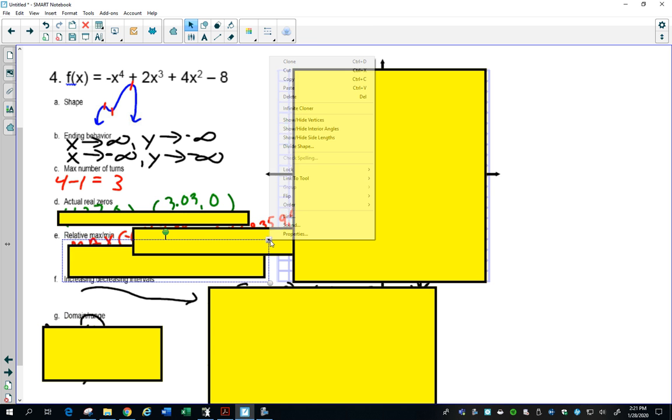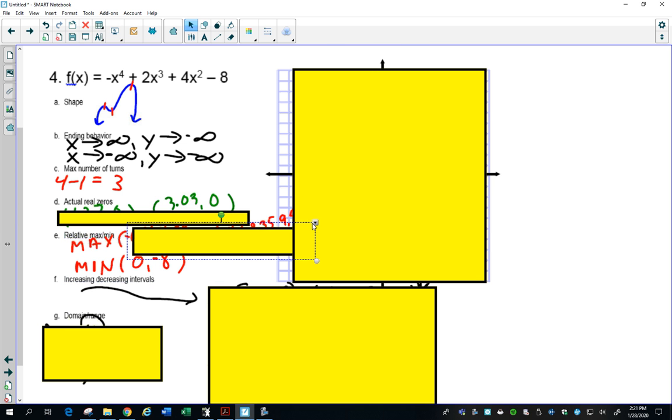I don't know why it's being dumb, but it is. It won't let me delete, so we're just going to have to bear with me. All right, there are my maximum and my minimum values.